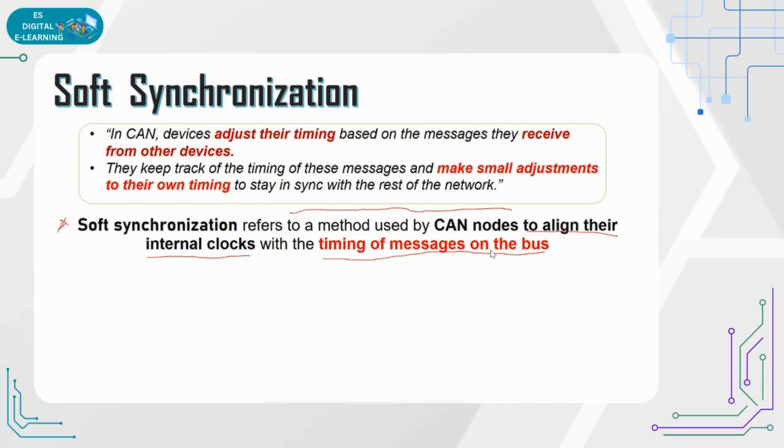Soft synchronization refers to the method by which a CAN node, CAN node means our ECU that is connected on the CAN, thus we call it a CAN node, aligns its internal clock with the timing of messages on the bus.